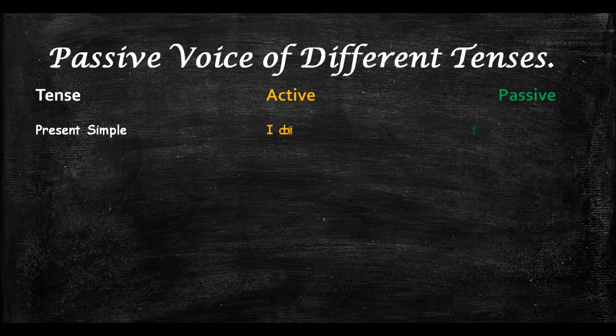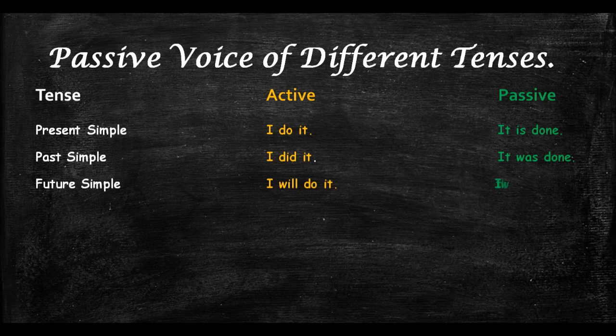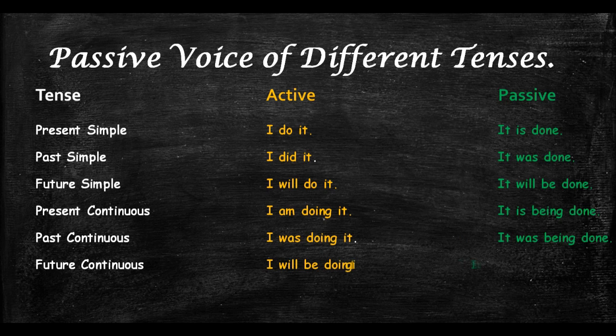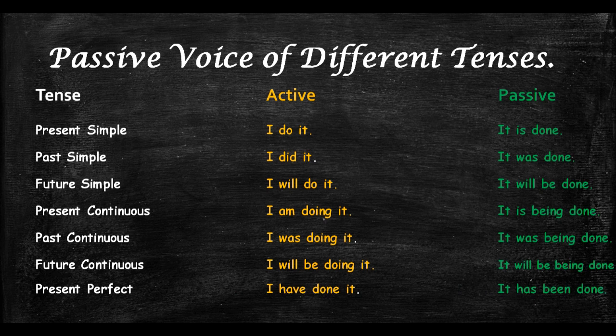Present simple, I do it. Passive voice, it is done. Past simple, I did it. It was done. Future simple, I will do it. It will be done. Present continuous, I'm doing it. It is being done. Past continuous, I was doing it. It was being done. Future continuous, I will be doing it. It will be being done. Present perfect, I have done it. It has been done.